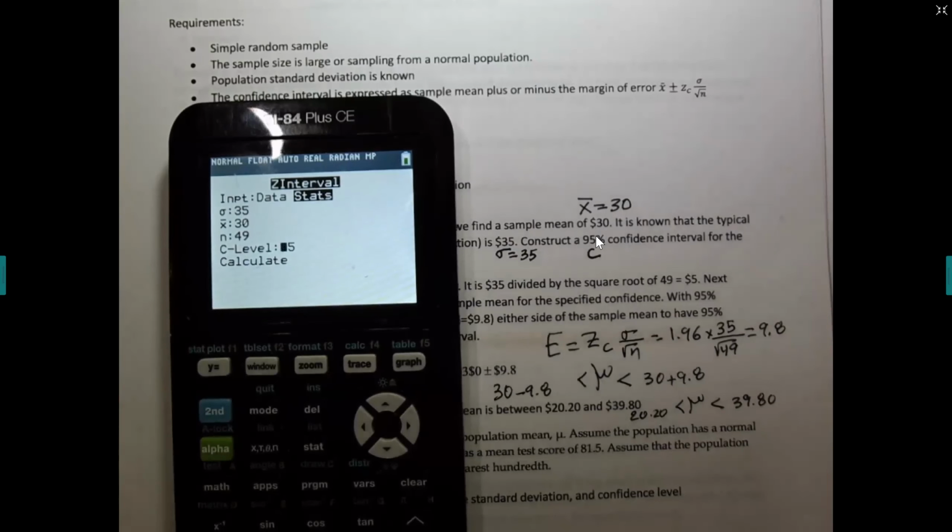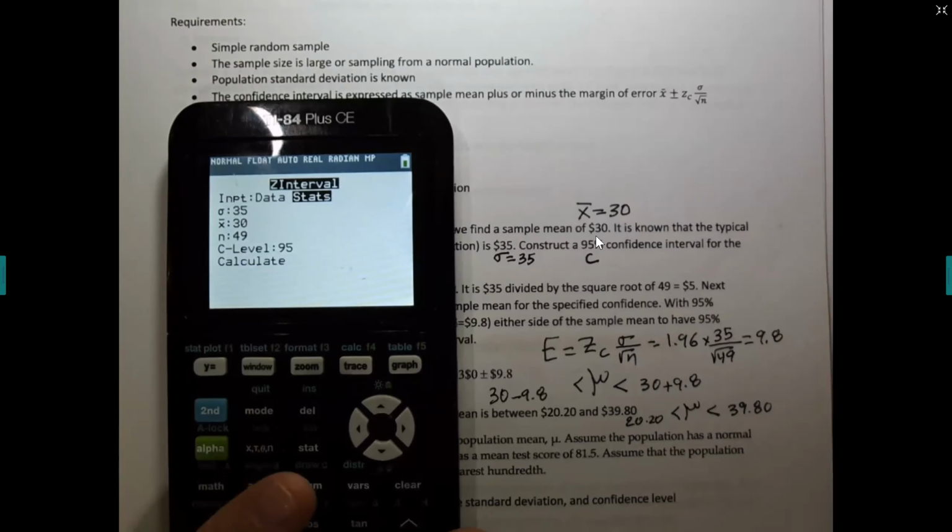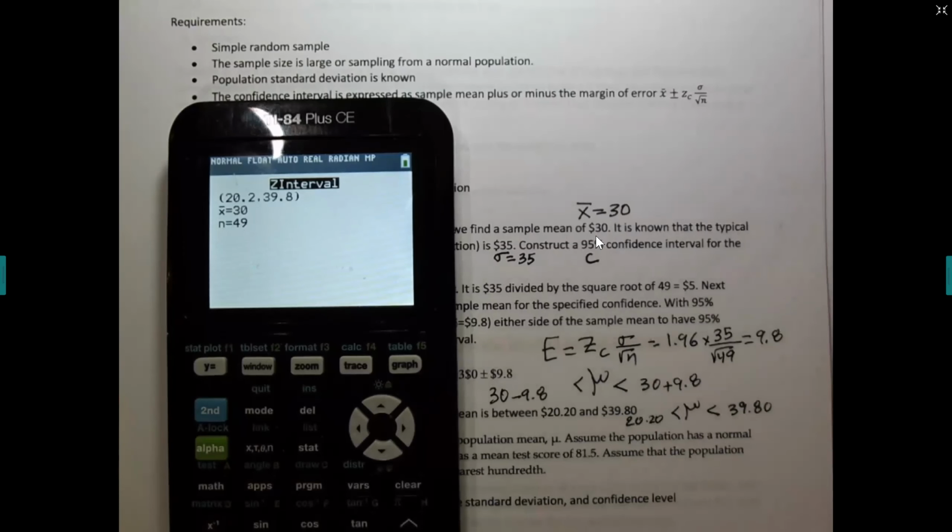Confidence level. You don't need to put 95%. 95 is good. 0.95 will also take it. So that's a 95. And hit calculate. I'm going to be in trouble if I don't get the same exact interval, but I'm very confident, guys. It's going to be the same exact interval. Ready? Calculate. There you go. That's the interval. 20.2, comma 39.8.